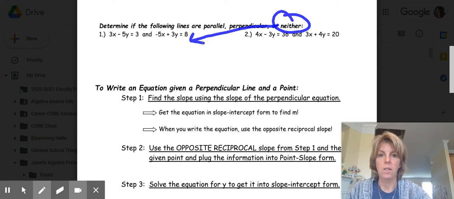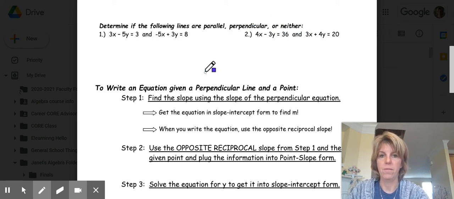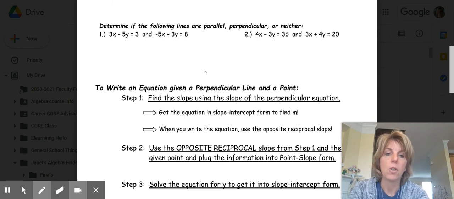All right, let's take a look at the other one. Same thing. Go ahead and solve both of these for y. Take a minute to stop the video and take a look at that. Solve both of them for y, which I'm not going to take time in this video to do because we've done solve for y so many times. And then tell me, are they parallel, perpendicular, or neither? Whatever one you say. Pause the video and give it a try.